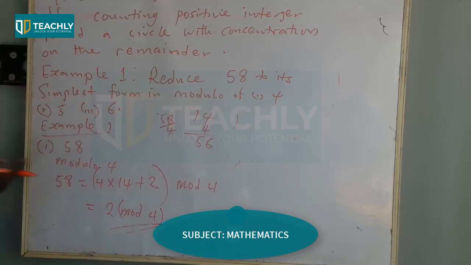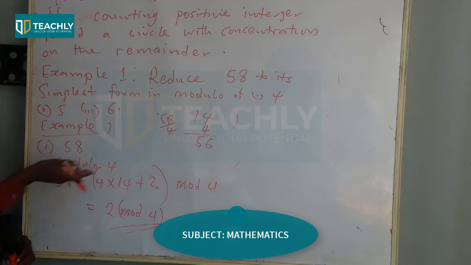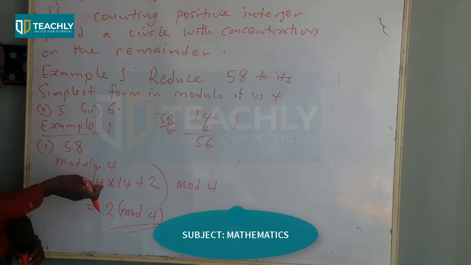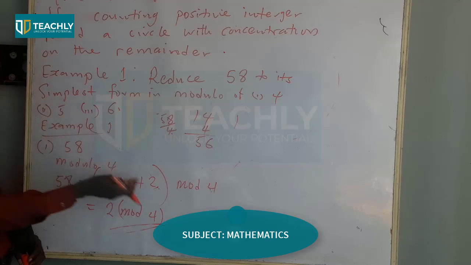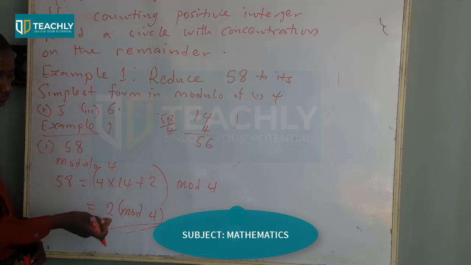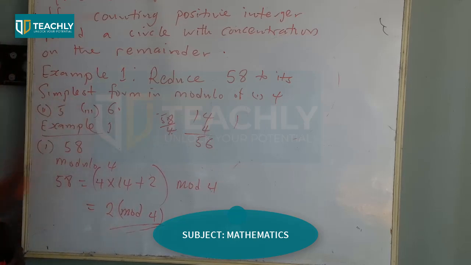So anytime you are asked to find a modulo, you are going to use that number, which is the modulo, to divide. So that means anything as that number, 4 times 14. Then remainder plus remainder. And then your final answer, you are going to express as the remainder. So we concentrate on the remainder in modular arithmetic.